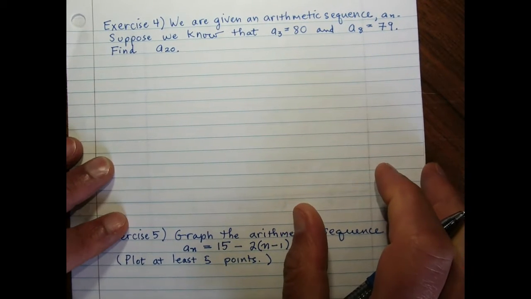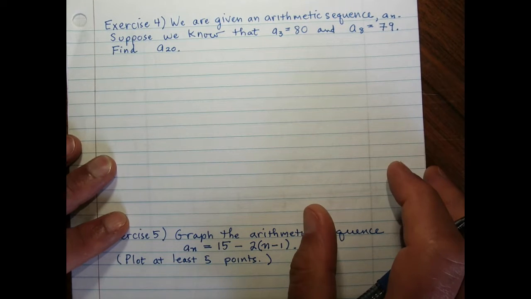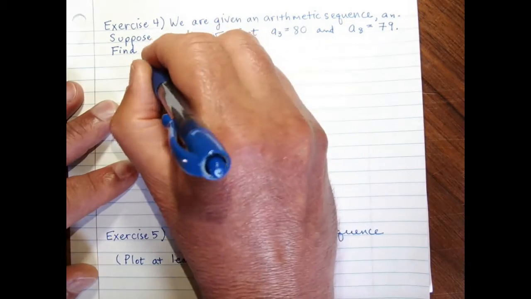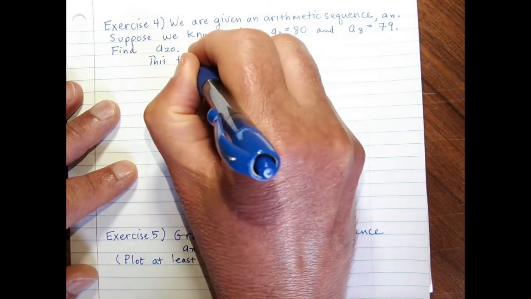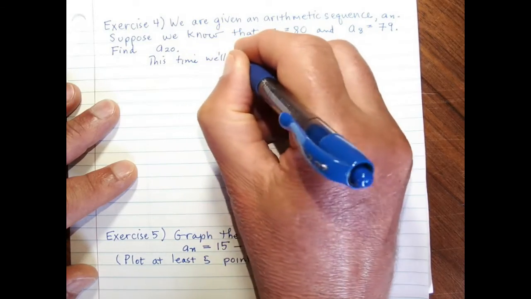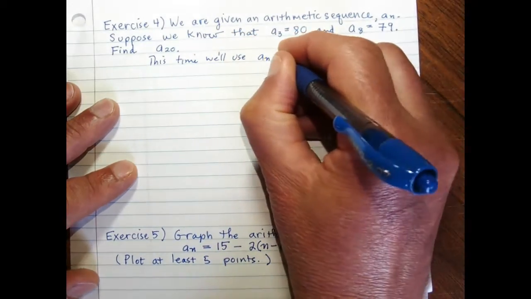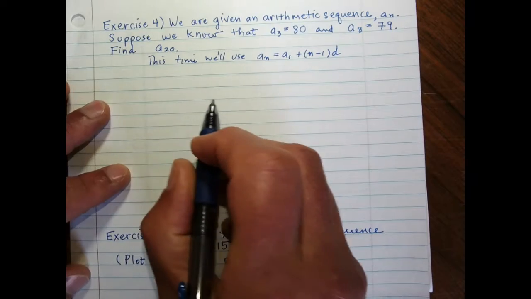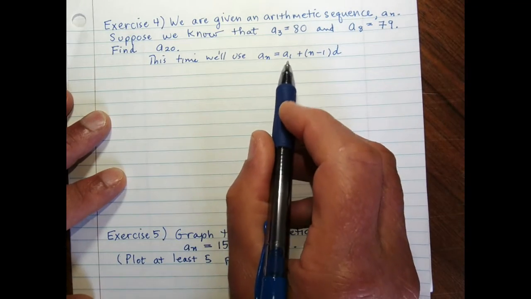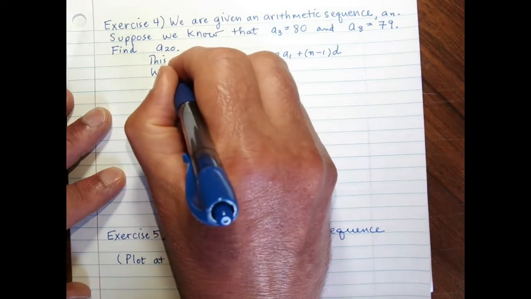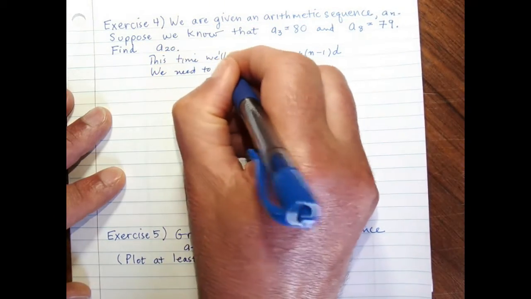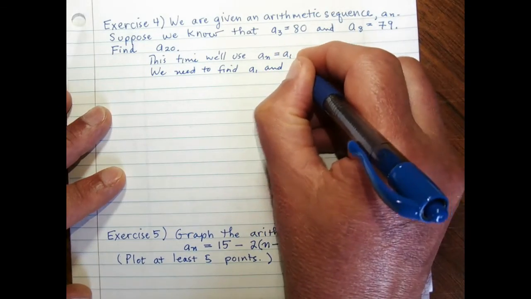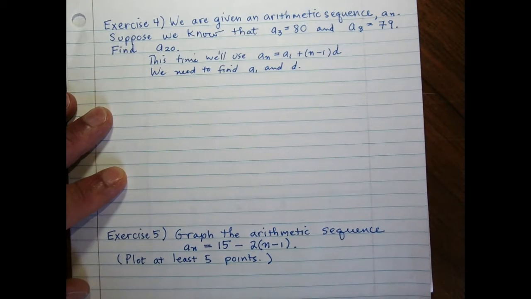You could use the same approach, but I am going to try to work from the general formula. So this time, we'll use that general formula for an arithmetic sequence. A sub n is a1 plus n minus 1 times d. And if we're going to use that, we need to find a sub 1 and d if we're going to apply this formula.